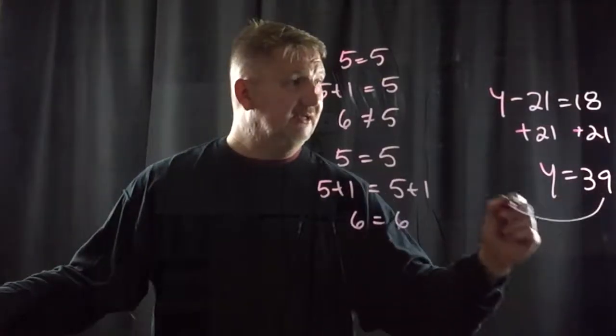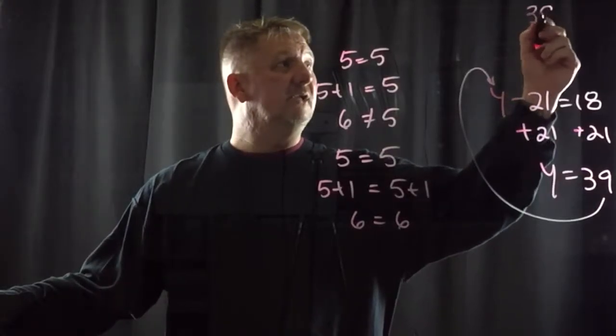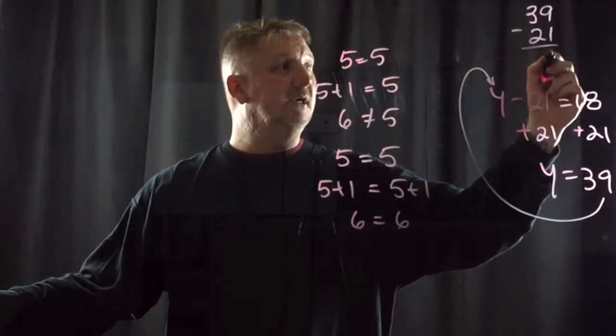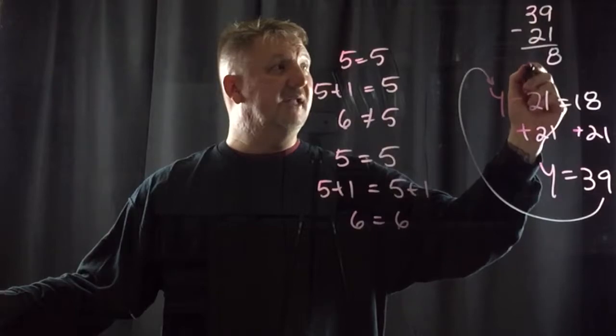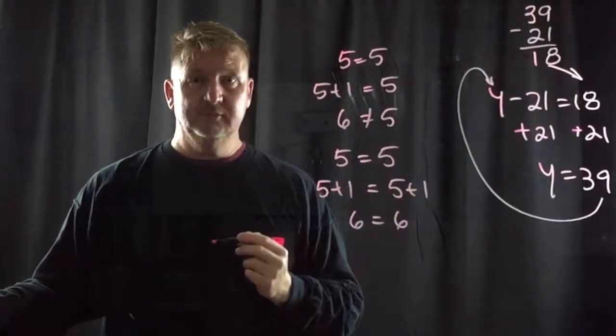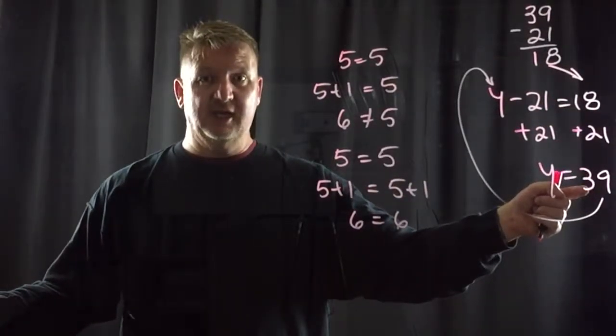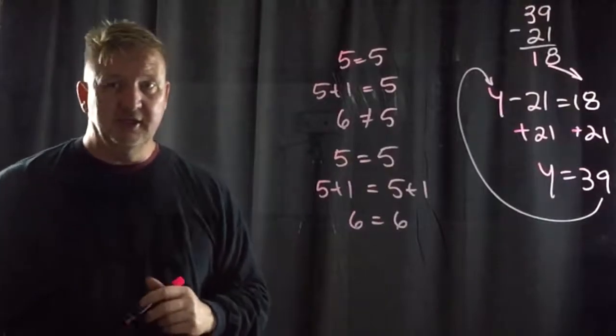Okay, if I were to take 39, plug it back into the equation, 39 minus 21 gives me 18. 9 minus 1 is 8, 3 minus 2 is 1. They're equal. Okay, both sides of the equation are equal when y is 39. All right, let's look at another example.